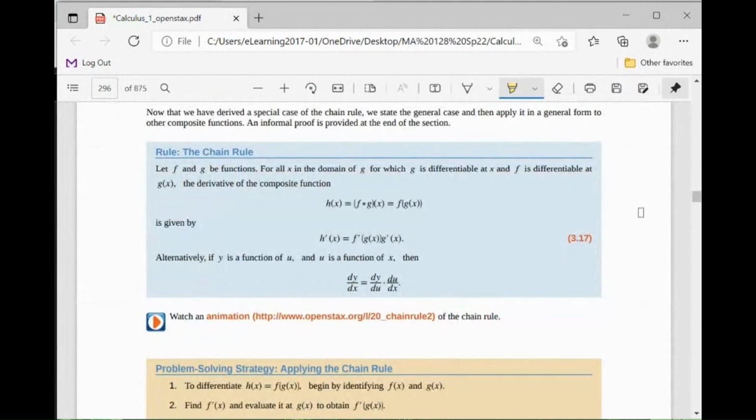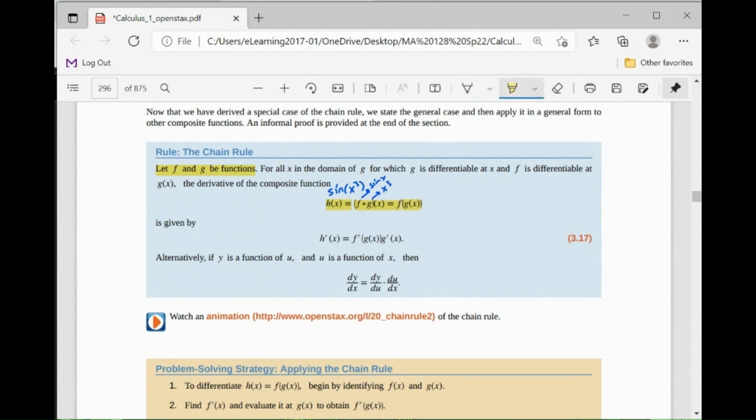So I will just come to the rule here. So if we have two functions f and g, like we had sine of x and x cubed, for all x in the domain of g, for which g is differentiable at x. So this is the h function. So the h function is like the sine of x cubed function, right? And we already defined it as f composition g of x, right? where the f function was the sine function and the g function was the x cubed function.